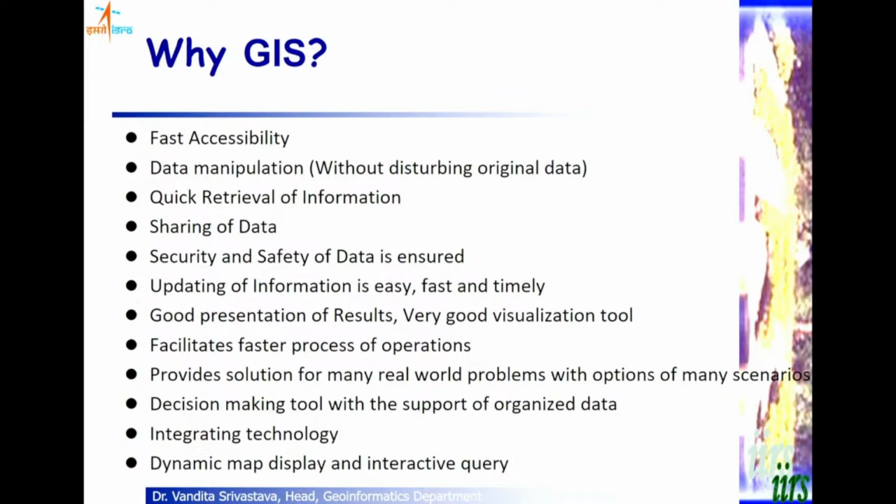And decision making, it is a decision making tool for supporting societal applications, various types of applications. In fact, not just societal applications, but other scientific problems can also be addressed. It is a technology that integrates various sources of information, so it is very relevant and useful. And it provides dynamic map display and an interactive query platform. These are just some of the advantages of using a GIS, and I'm sure that you are all convinced why we should use GIS. That is why you are here and attending this course.